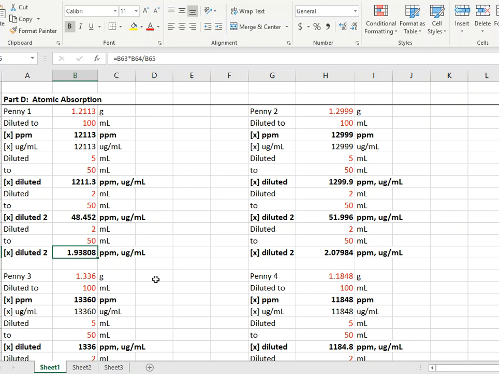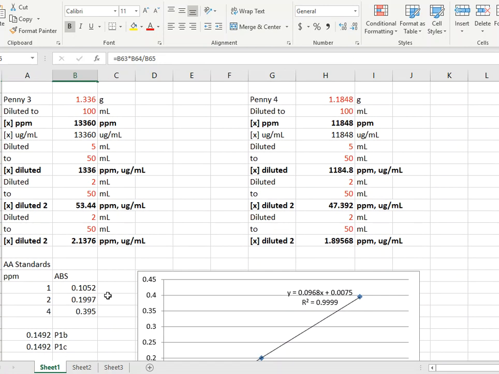So I'm basically making you work. If the entire weight was copper, if the entire thing was copper, it looks like this would end up being a 1.93808 concentration. All right, and I did that to this half for penny number 2, and I did it for penny number 3, and I did it to penny number 4.